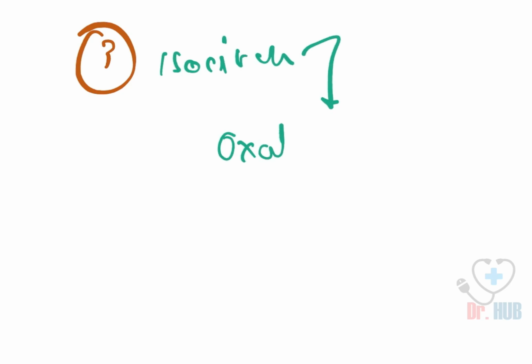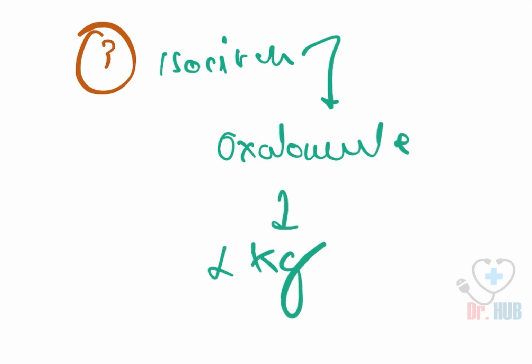Then we move on to step 3. The isocitrate is converted to the oxalosuccinate and then to the alpha ketoglutarate.